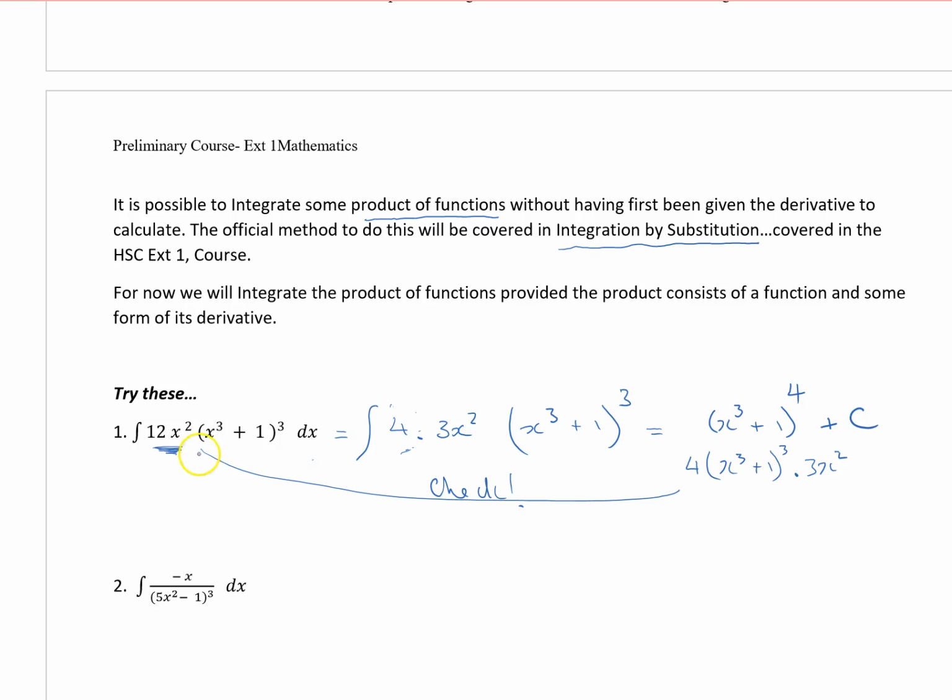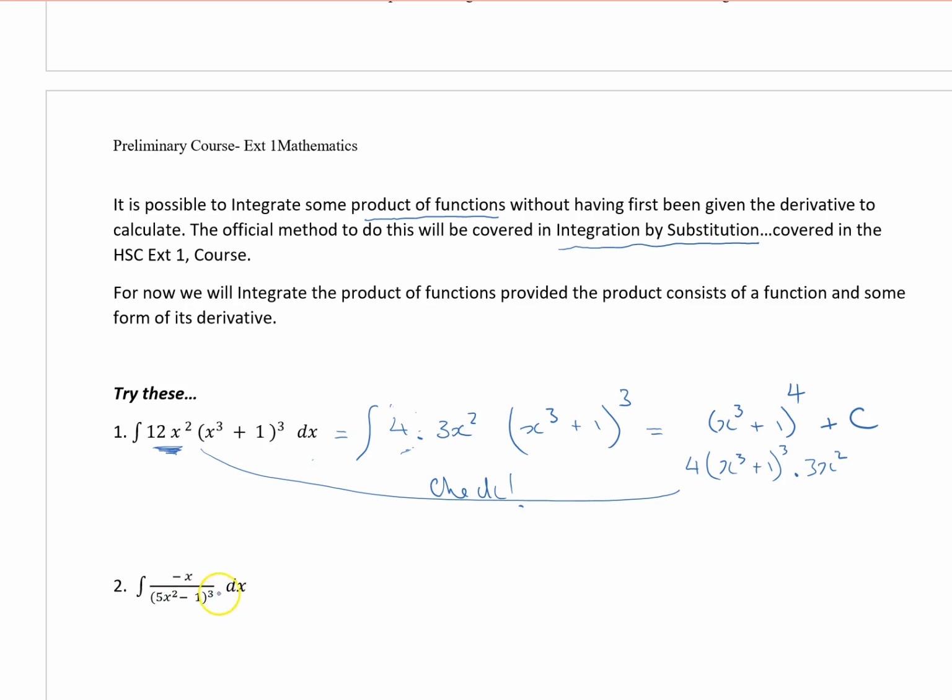Differentiate the answer you get. It is what you're asked to integrate, so your answer must be correct. Now with this next one, what do we see? We see that we're being asked to integrate x in the numerator, x in the denominator. Automatically we say we don't have a rule for that. We've got to think about our options. Our options are, can we simplify it?